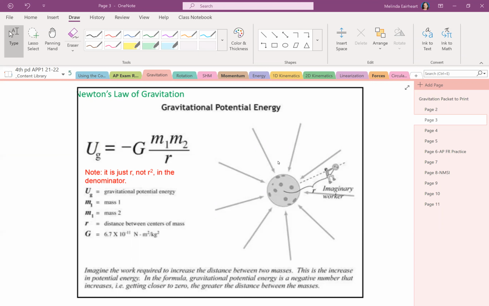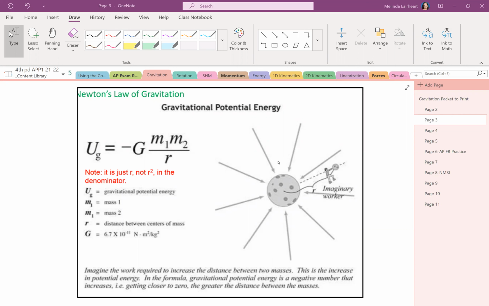Okay? And so I have this example. There's a graph on the next page, and hopefully the combination of the two will help you see that we can't use mgh for every single situation. That's only true for near range distances, and the ground is zero.